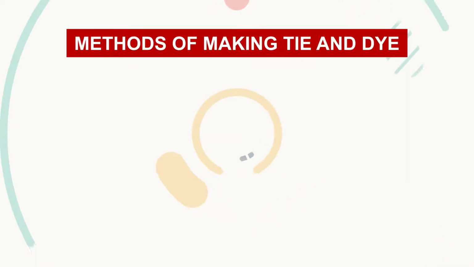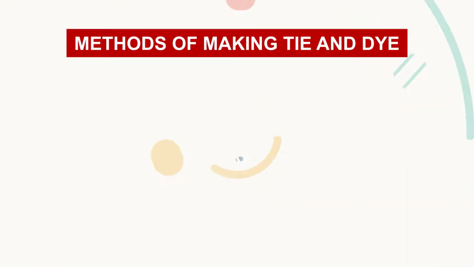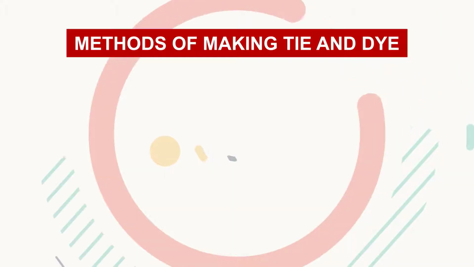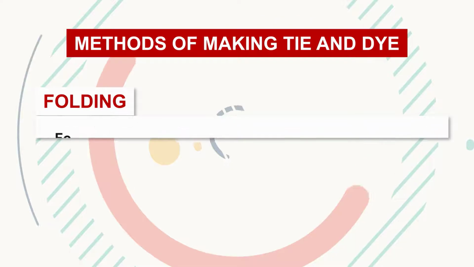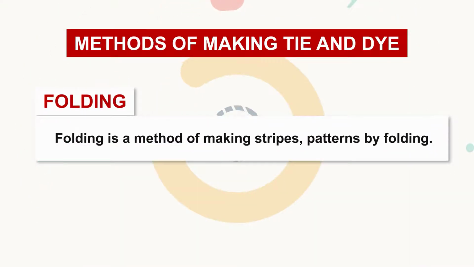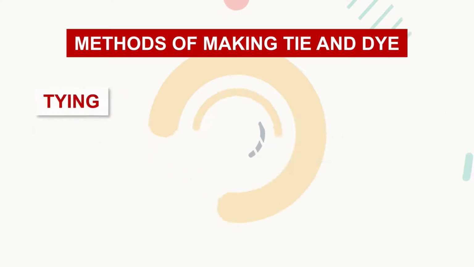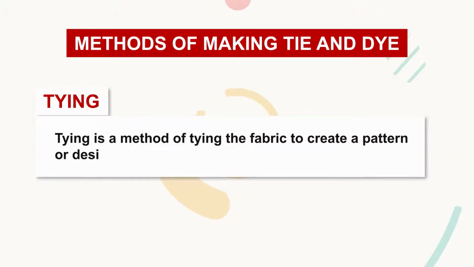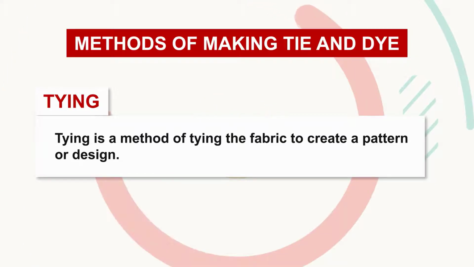Methods of making tie and dye. Number one, folding. Folding is a method of making stripe patterns by folding. Tying. Tying is a method of tying the fabric to create patterns or designs.